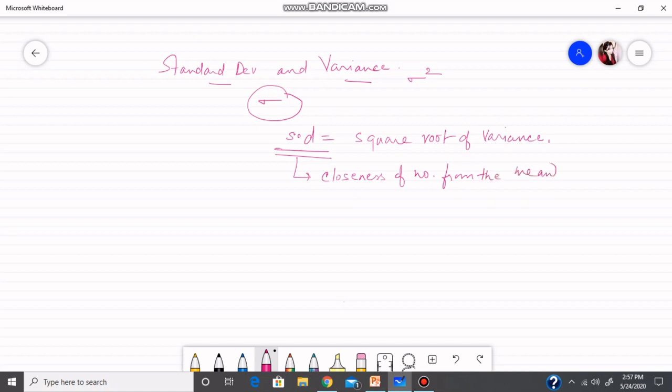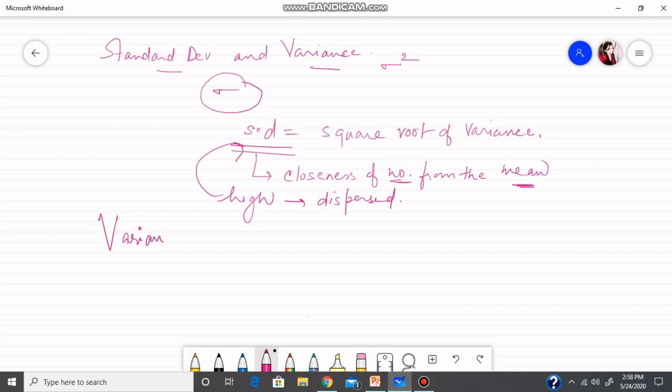If we have a high value of standard deviation, then the data is more diverse or dispersed. So we'll see how we can see the closeness of a number from the mean value. Now coming to the next part, that is the variance. Variance is the squared difference from the mean.